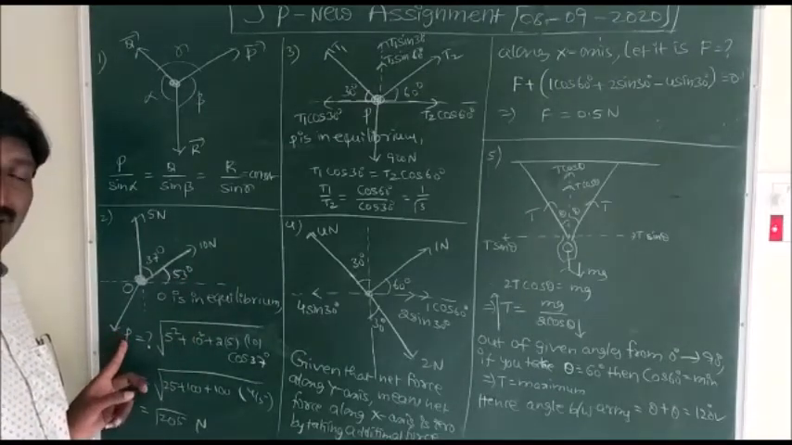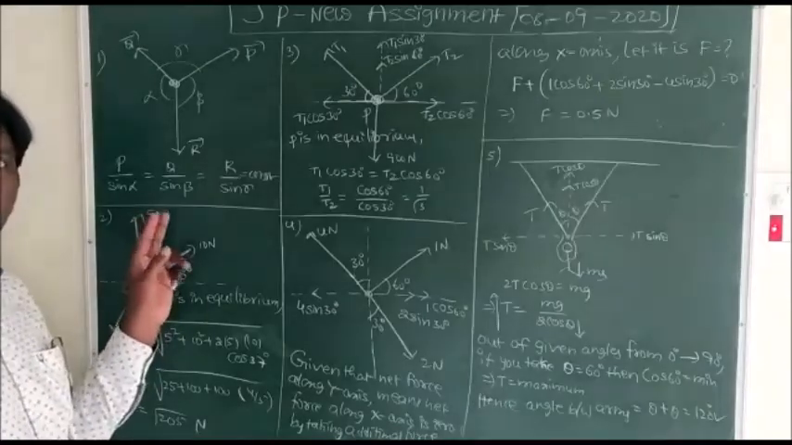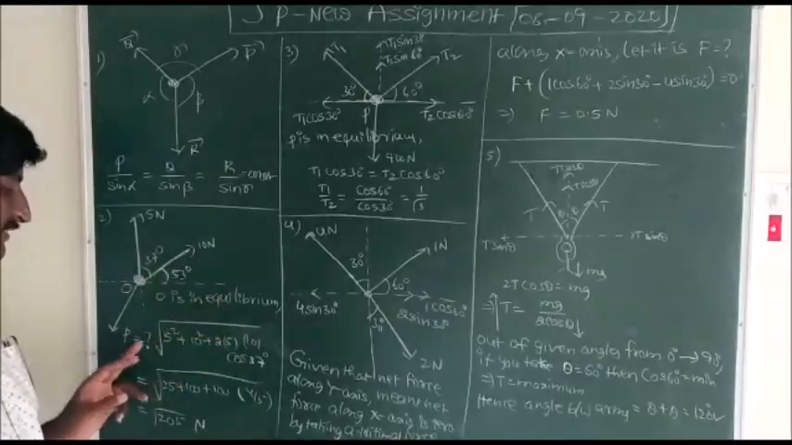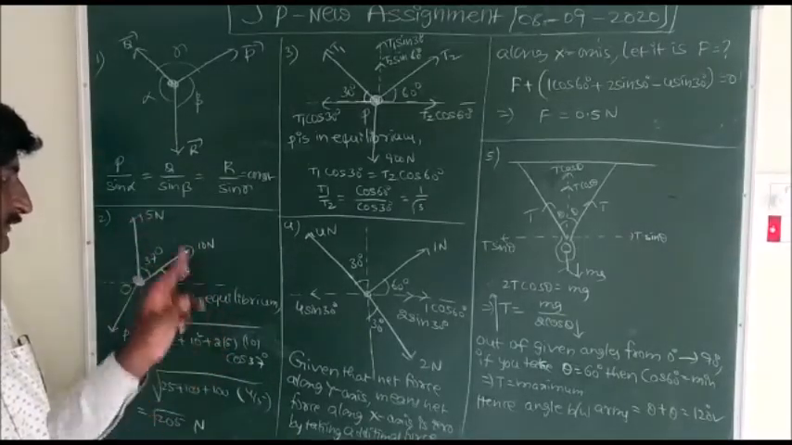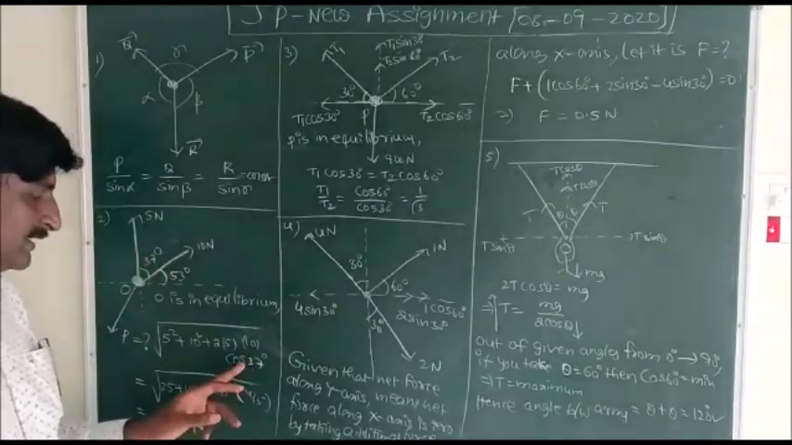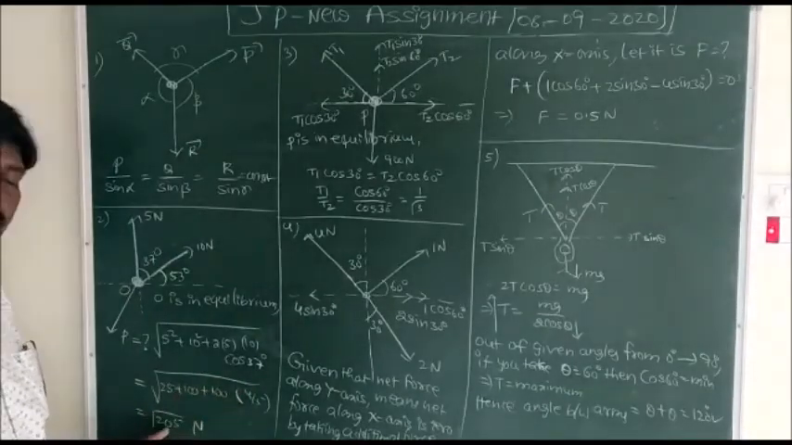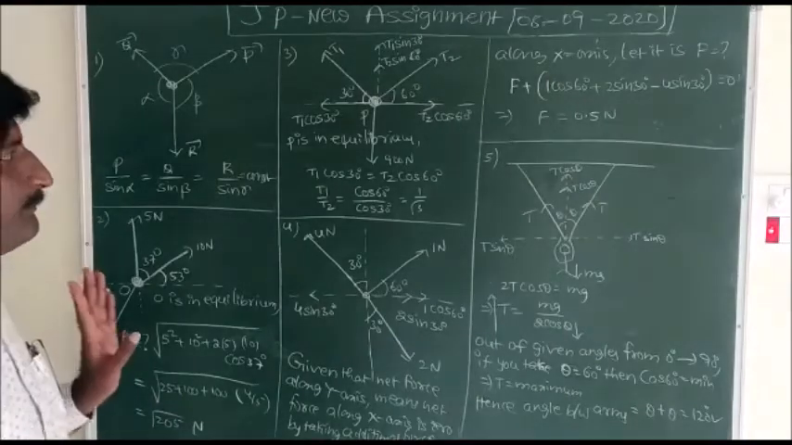So how to calculate this P? The magnitude of P is equal to the magnitude of the resultant of these two, according to the equilibrium condition. So P is equal to the square root of 5 squared plus 10 squared plus 2 into 5 into 10 into cosine of the angle between them, which is 37 degrees. You know cos 37 degrees is 4 by 5. If you substitute all these values, you will get root 205 as this P value.